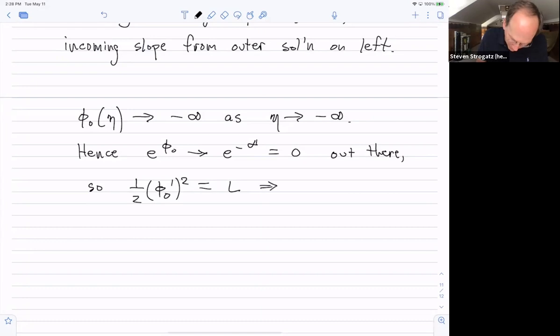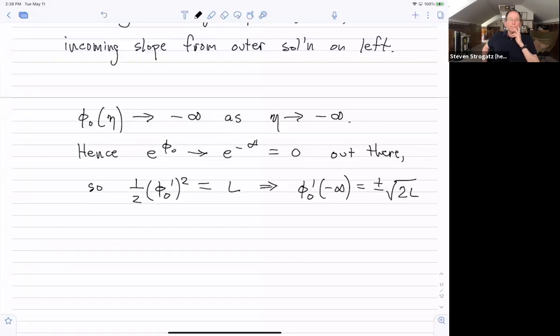That is, this is at negative infinity. So phi zero prime at negative infinity is, let's say, plus or minus the square root of 2L. Maybe it's a little clearer if I say, rather than equals L, I should say goes to L, because this is all in the limit as eta is going to minus infinity. All right, so this is an important observation.